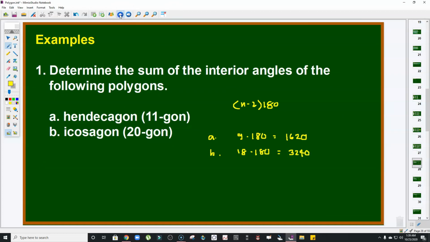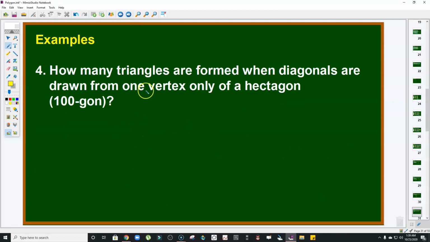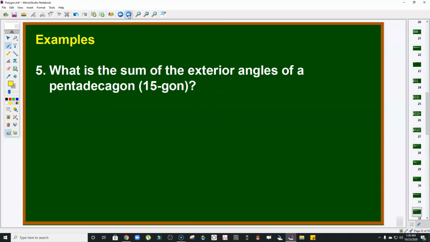So nakita nyo yun dito, right? Nung pinil up nyo yung activity. So meaning to say, ang tanong, how many diagonals? Okay, kung 100-gon, drawing from one vertex only, so the answer here is just 98. Okay, 98. Clear?